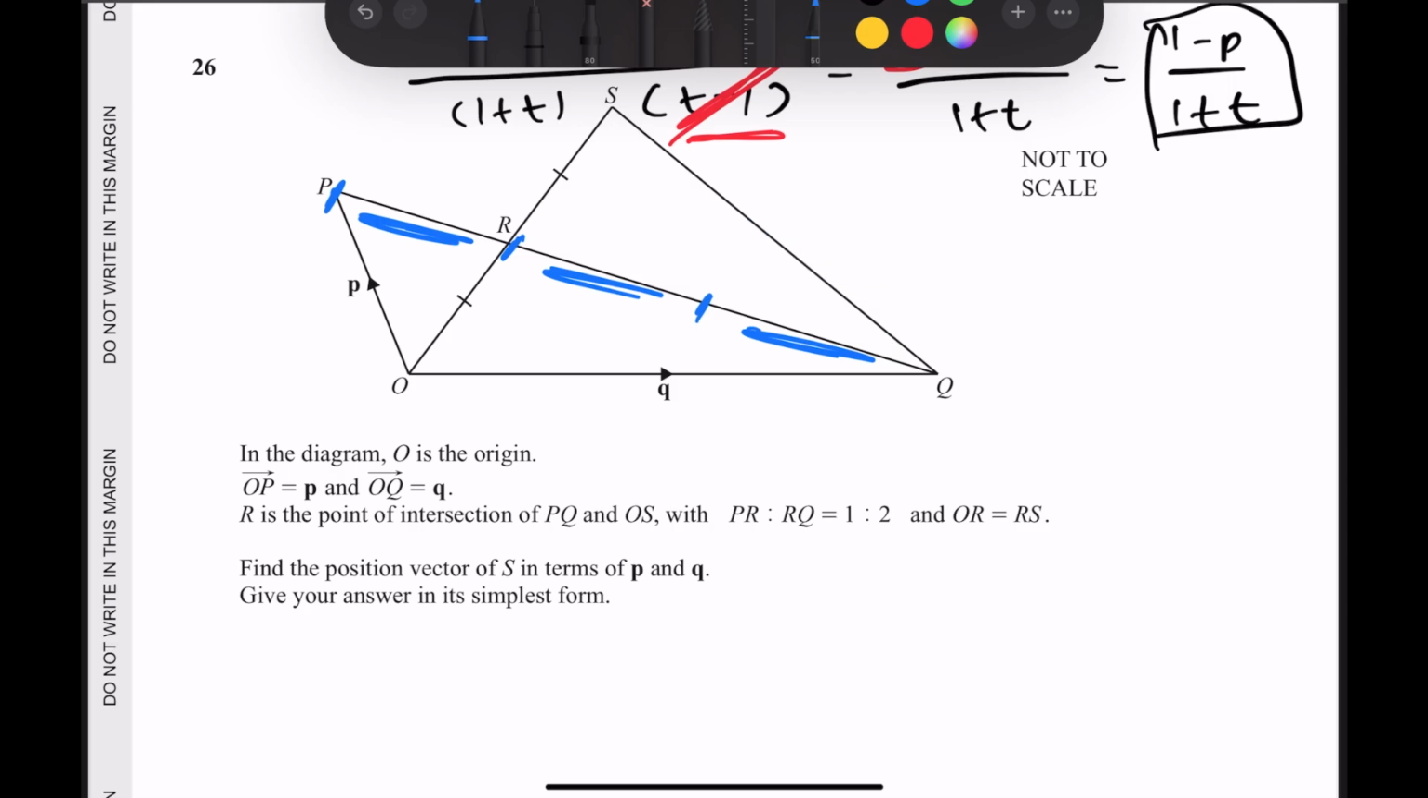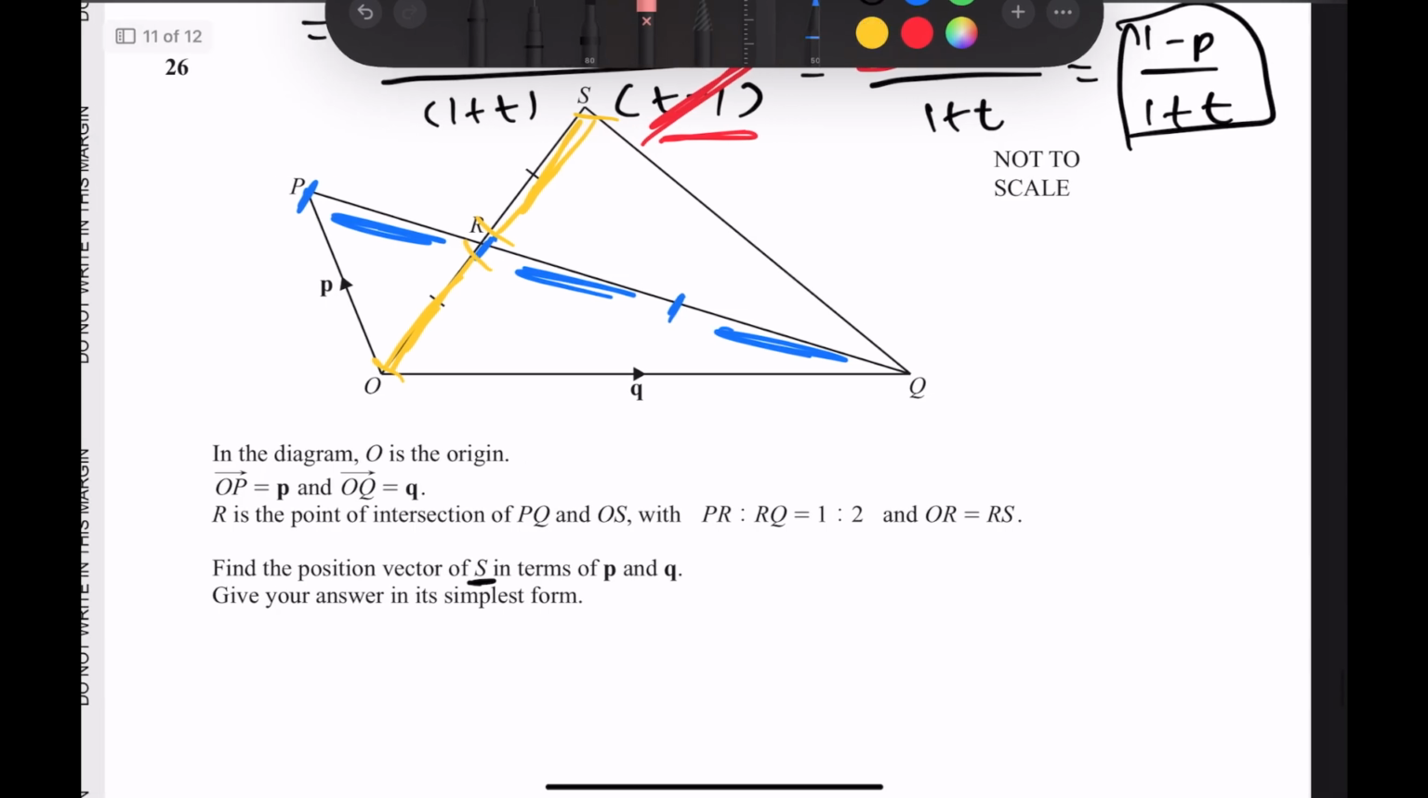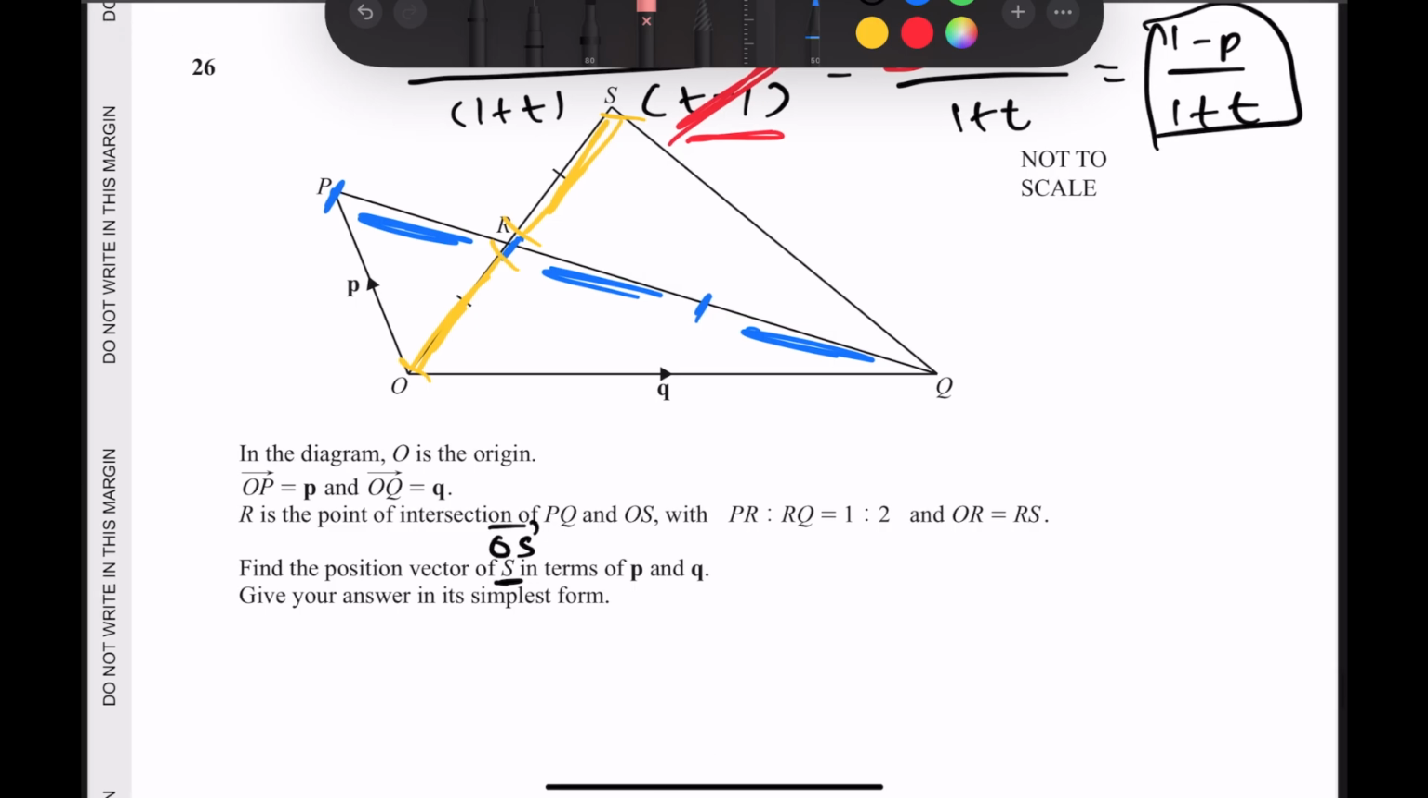So OR is equal to RS, which means that if you take this, this length is equal to this length, it's the exact same. So the question is asking you to find the position vector of S. The position vector of anything means the position of S relative to O, which means OS in this case. So the position vector of P would be OP, the position vector of Q would be OQ, and the position vector of R would be OR. Since it's asking for the position of the thing relative to O, i.e. the origin, in this case the position vector of S is equal to OS.